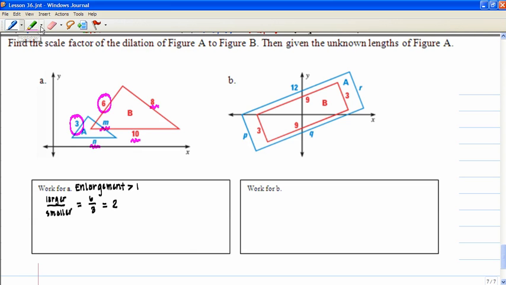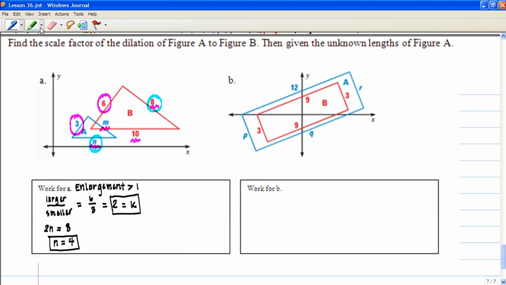So now, in order to find N, I know that it corresponds to 8, and N has got to be smaller than 8. So I'm going to say that 2 times N would equal 8. So in other words, N is going to be 4. Just box up the dilation factor since that's in the question.